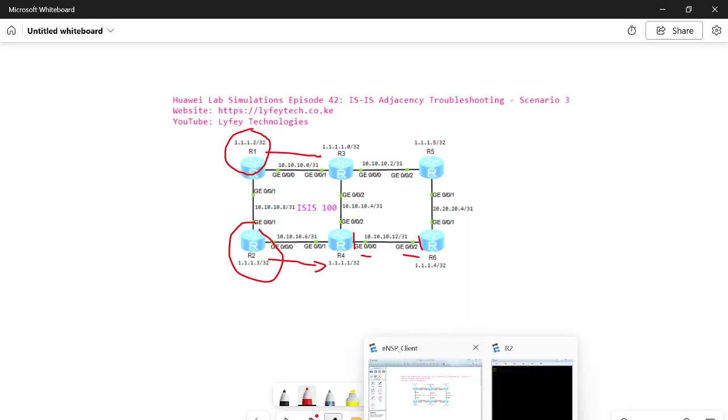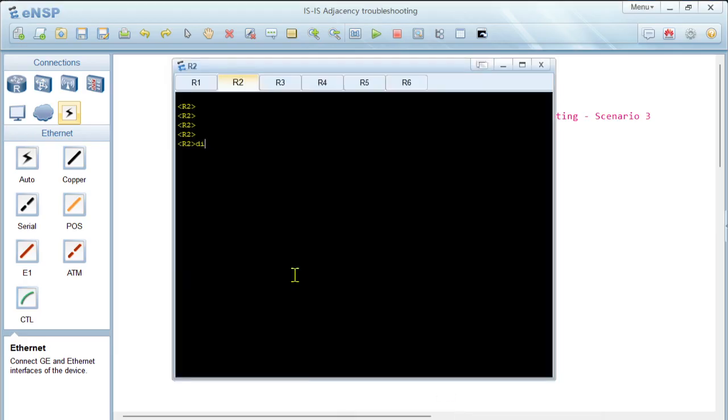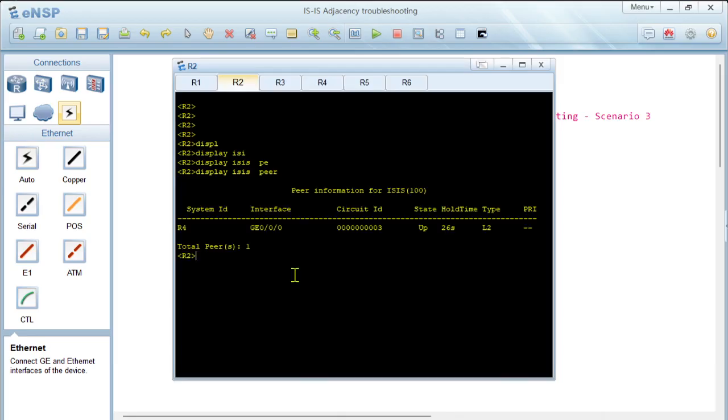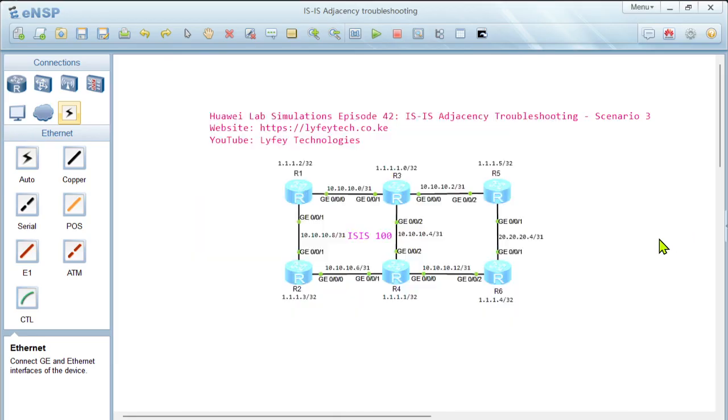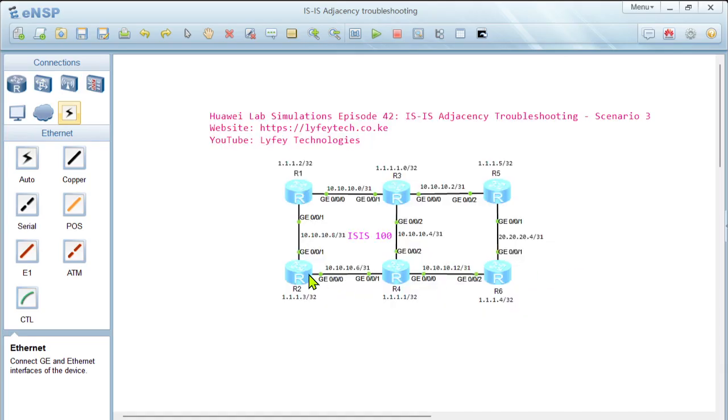So I will go into the lab. So we have R1 and R2. I'll start with R2. On R2, if I display ISIS peer, you can see that we only have an adjacency to R4. We still need to have an adjacency established between R1 and R2. So we can do the basic checks, starting with scenario 1. You check the IP address configured between the two routers.